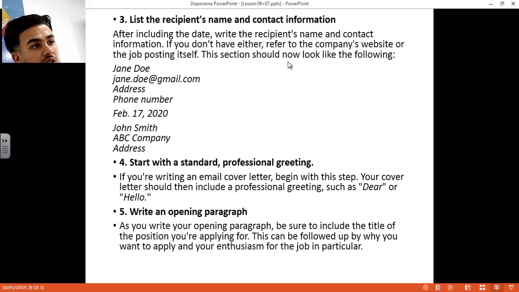The section should now look like the following. So here we have our information, then the date, and then the recipient's information, which are the address and the name of the company.